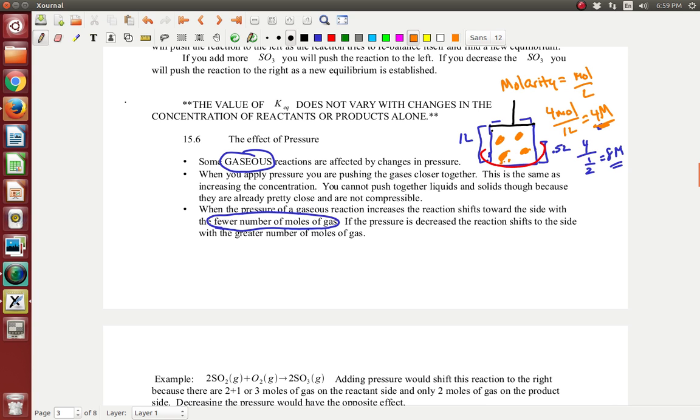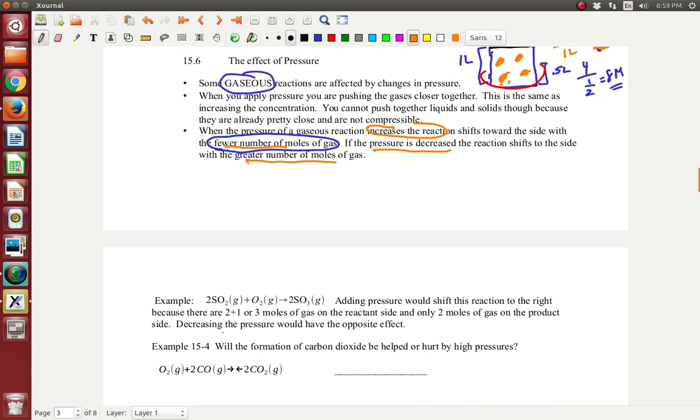So releasing the pressure gives it more volume to work with, so it always shifts the reaction toward the side that has the greater number of moles when I decrease the pressure. When I increase the pressure, it goes towards the side that has the fewer number of moles. Okay, we're going to do a couple of examples with this.